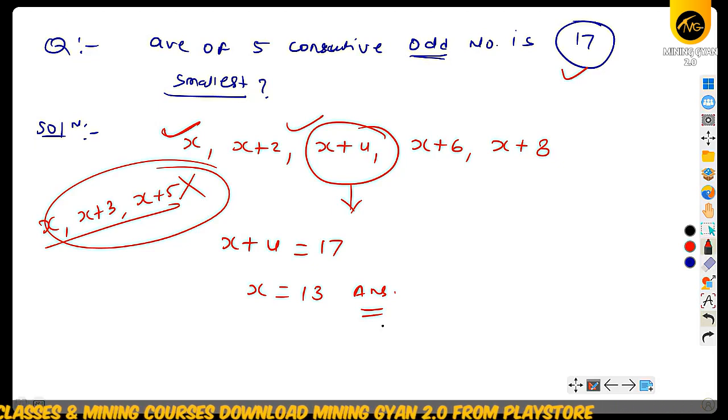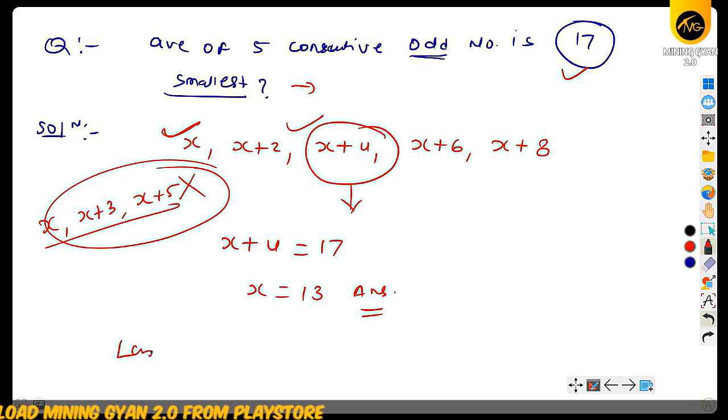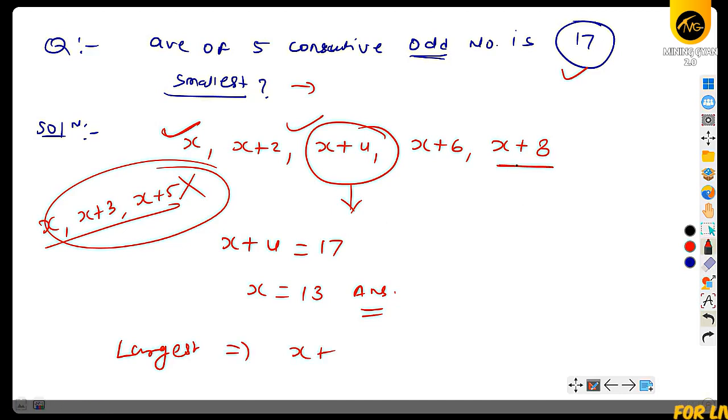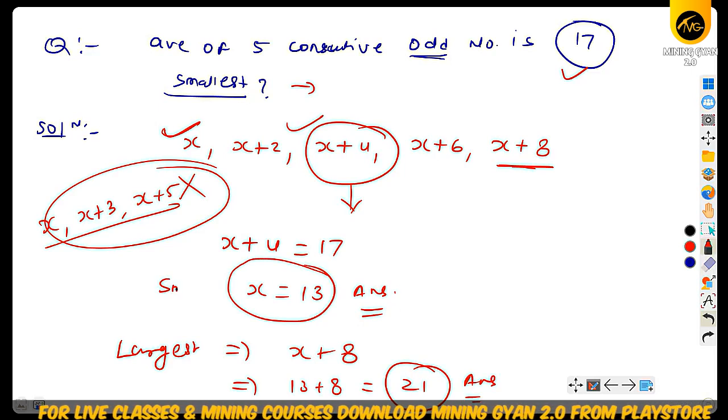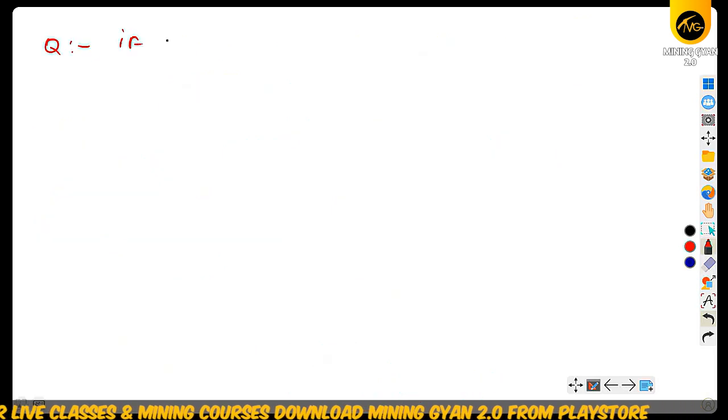Process is correct. Now suppose in this case, if you find out the largest number, so what is the largest number? Just plus the x is 13, so largest number will be x plus 8, right? So x is 13 and plus 8, that will be 21. So this is the largest number and this is the smallest number. So it depends on the question. So smallest number is 13, so the largest number will be 21.